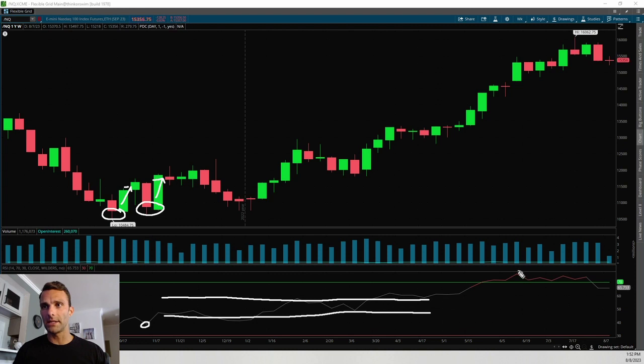And then when it does reach these extreme areas, even though it's not going to be perfect, just knowing that we are in overbought territory and there could be some sort of short-lived pullback. And you can see that this market is so strong that these pullbacks are not very big, but I'm just trying to get an understanding of the basics of this indicator.